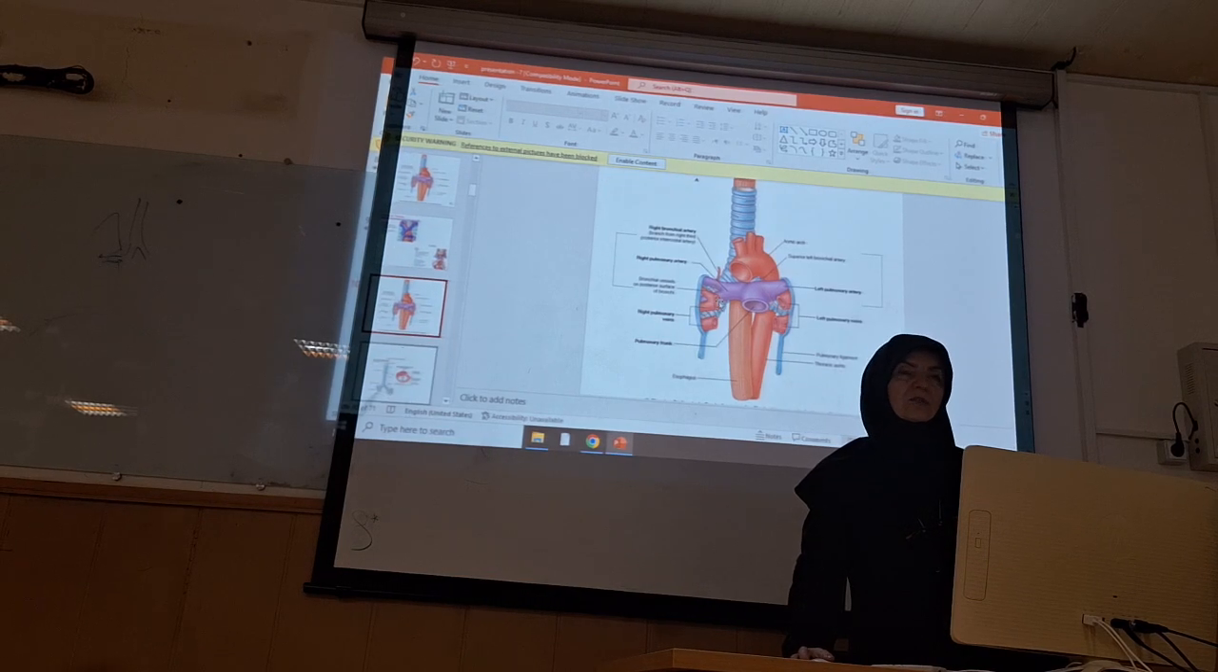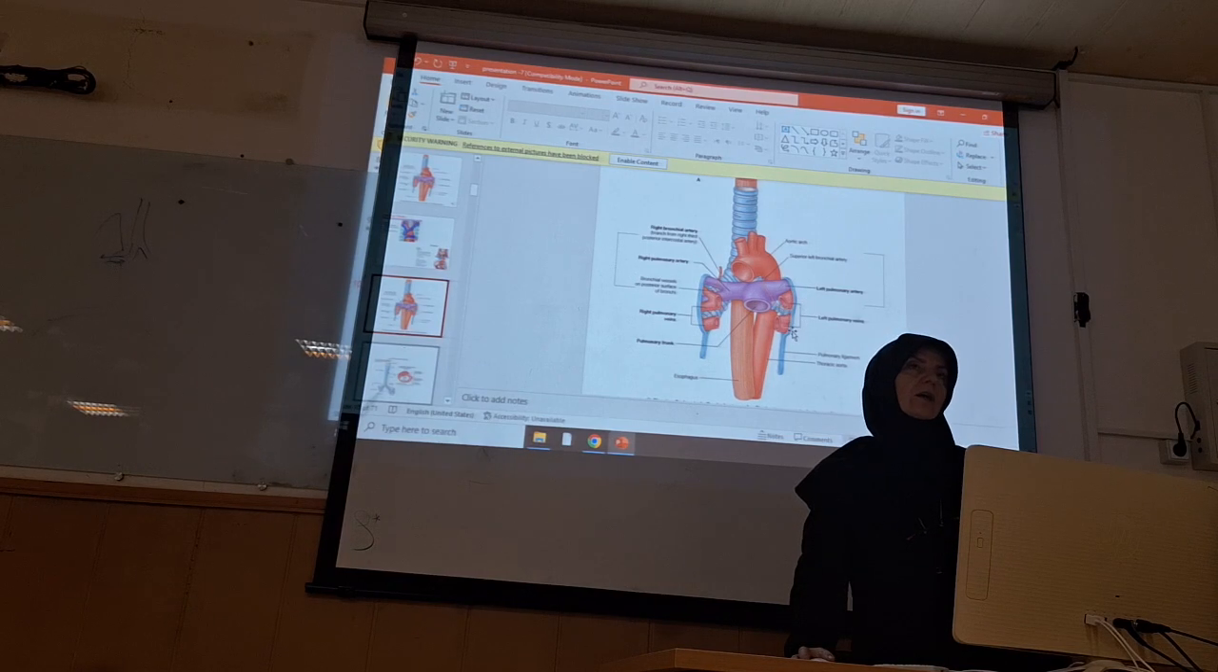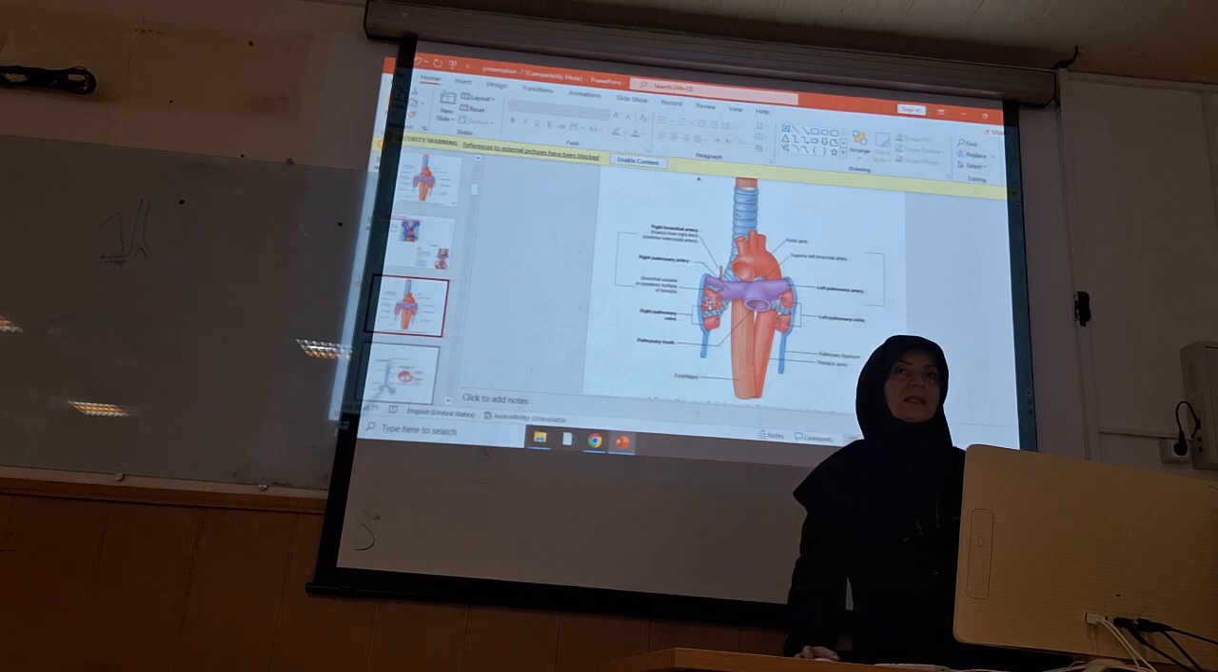This picture is going to show you the hilum of the right lung and the hilum of the left lung. This sleeve-like pleura is visible here. This sleeve-like pleura is going to cover all of the content of the hilum. Which structures are visible in each hilum? Superior pulmonary artery. Pulmonary veins are visible here.